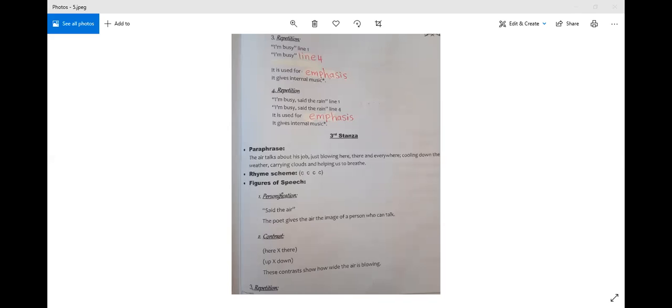Fine. Perfect. Okay. I am busy, said the sun. All my planets, everyone, my work is never done. I'm busy, said the sun. So who is speaking here? The speaker here is the sun. So the poet used the sun to speak in this stanza and tell us how important it is.